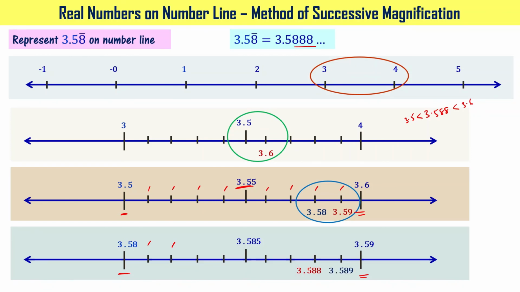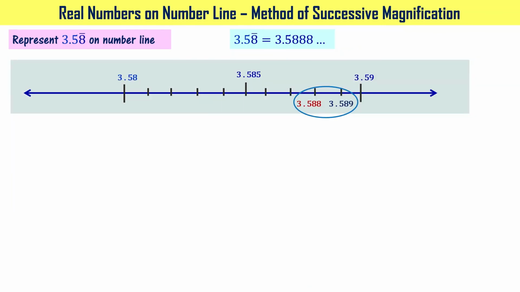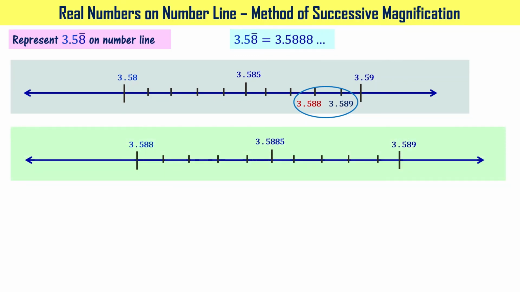It means we have to zoom this particular portion or we have to magnify this particular portion, because the required number 3.5888 and so on lies in between these 2 points, right? In between these 2 points. So we can stop here, otherwise we can further proceed. Now look at this. We want to zoom this particular portion. When you zoom it, you have 3.588 as the starting point of the number line and 3.589 as the ending point of the number line, right?